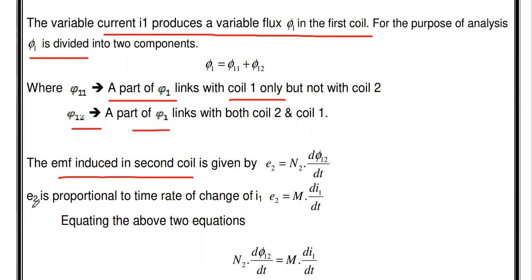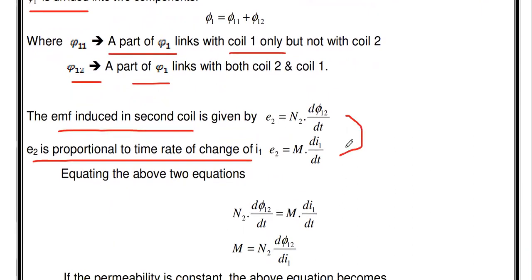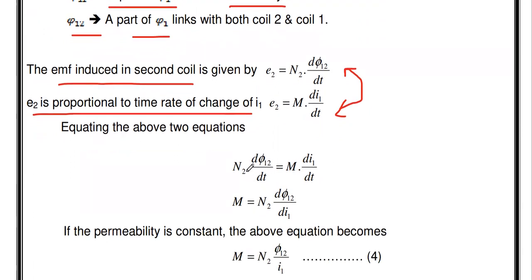Already, the EMF is directly proportional to the rate of change of current I1. That gives one more EMF definition: E2 equals M into dI1 divided by dt. Here M is the mutual inductance between coil 1 and coil 2. These two equations are both for E2, the EMF in the second coil, so we equate them. We get N2 into d phi 12 divided by dt equal to M into dI1 divided by dt.